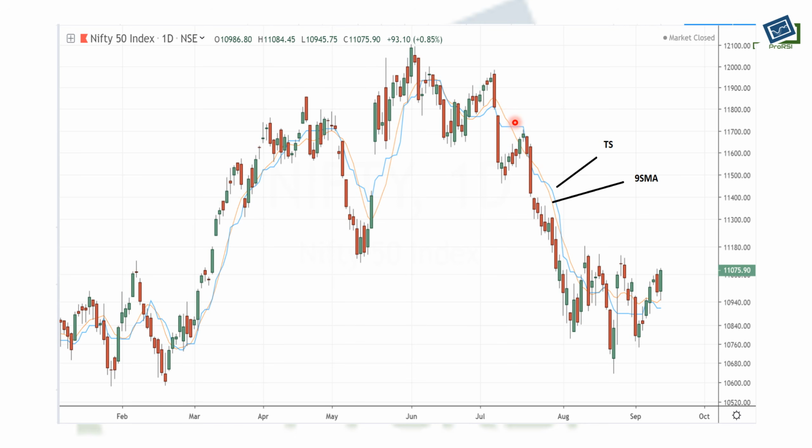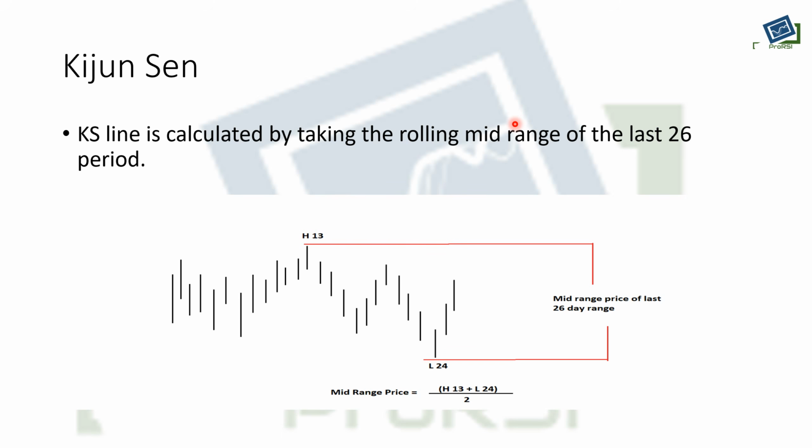So this is just a comparison, it does not have any significance with your trading. But I just wanted to put on a comparison between the TS and the 9 SMA line. Now let us discuss the Kijun-sen.